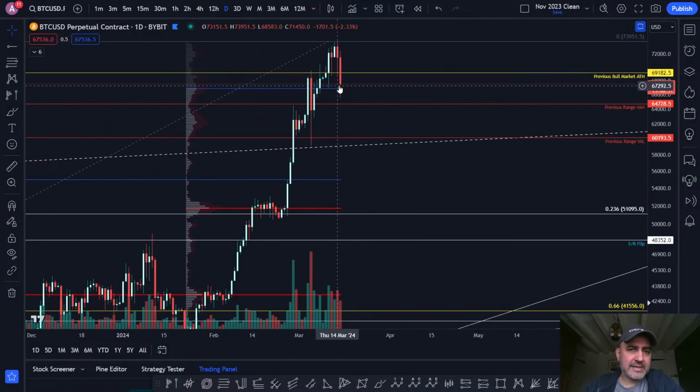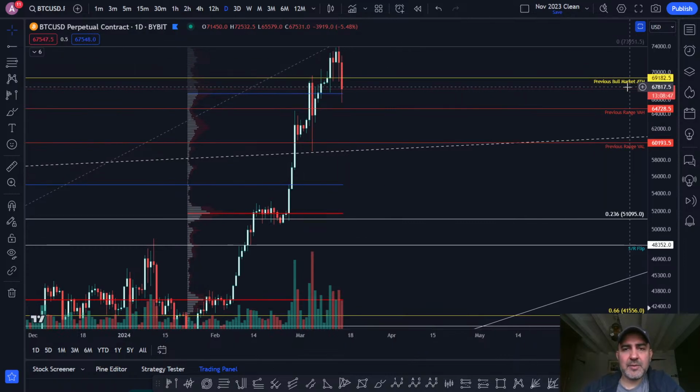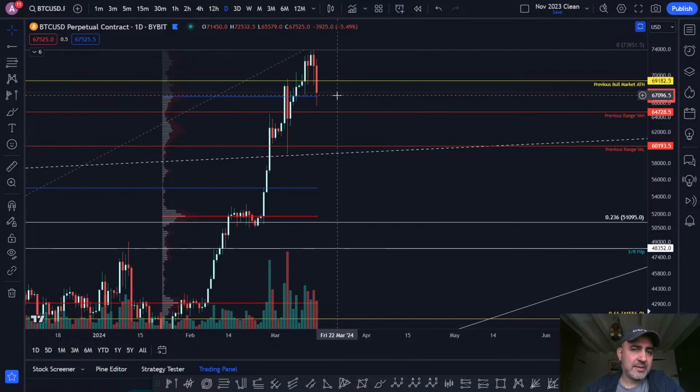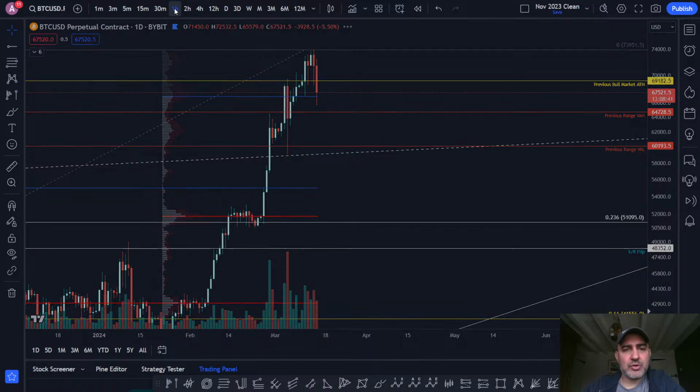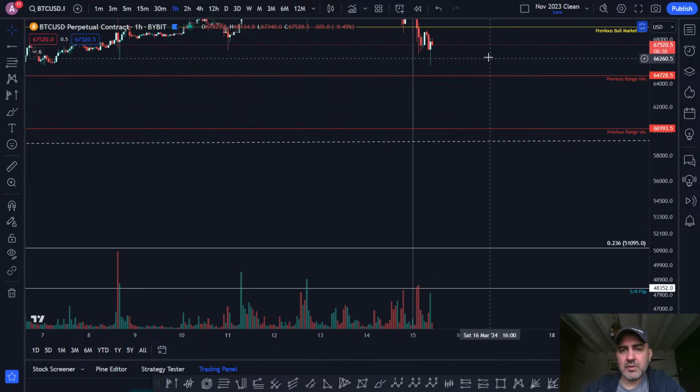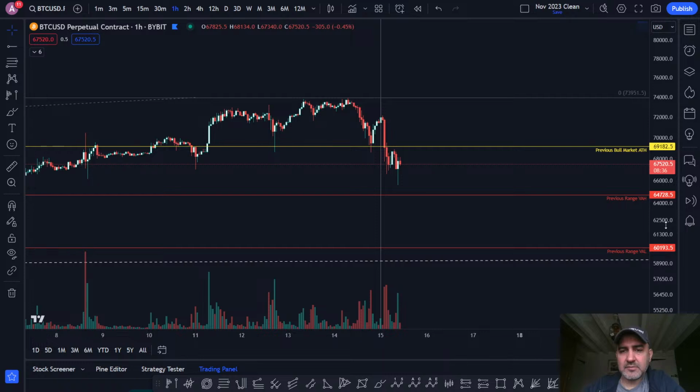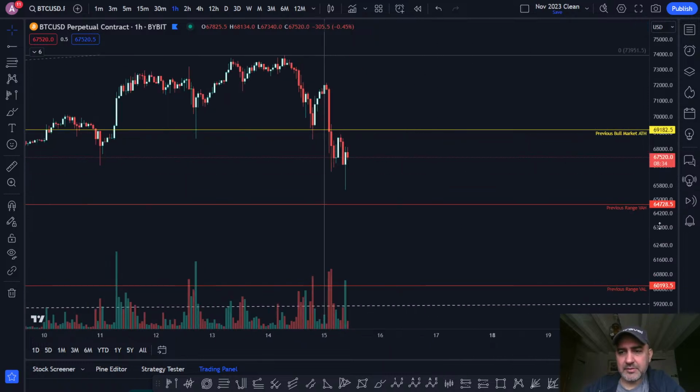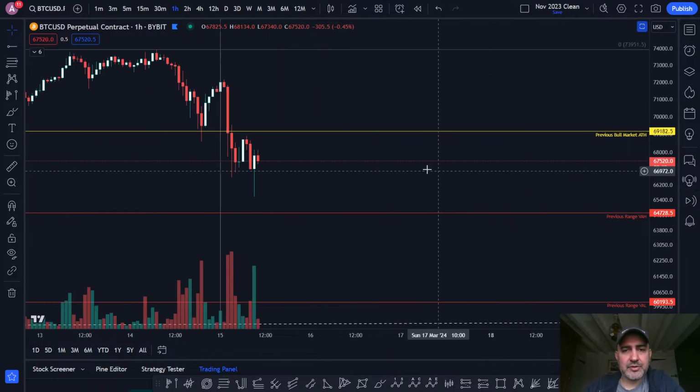And there are no longs to be had unless we can get back above the previous bull market all-time high. So would you short? Yeah, you could short, but how would you short? Well, you'd have to go back and backtest that. I think it wouldn't be a crazy short though.